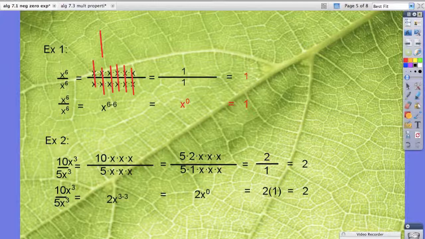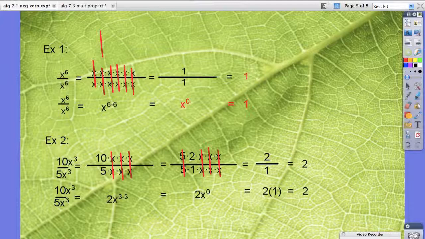So we're going to try again for the second example. And we have 10x to the 3rd divided by 5x to the 3rd. You'll see we expanded it again. And the x's cancel out. So what we have here is us breaking it down a little bit further for the 10. So 10 is 5 times 2, and 5 is obviously 5 times 1. What you'll realize here, x's cancel out, 5's cancel out, and you're really left with 2 times 1, which is 2 divided by 1, which is 2.